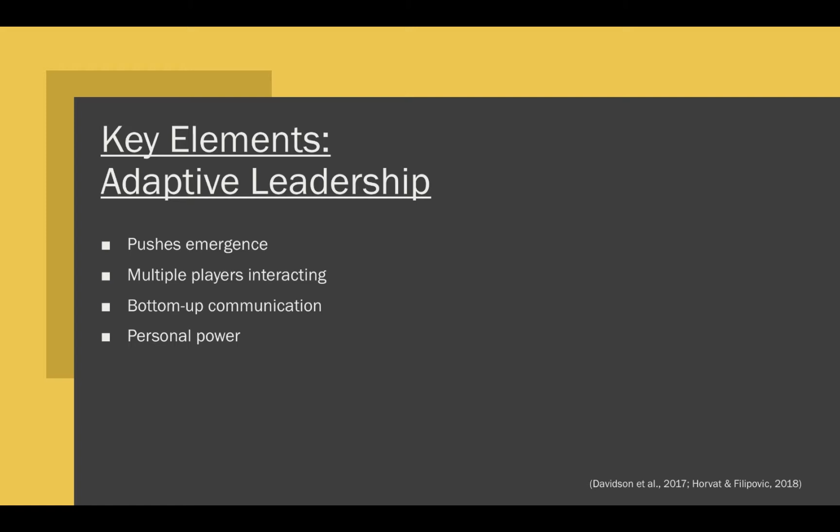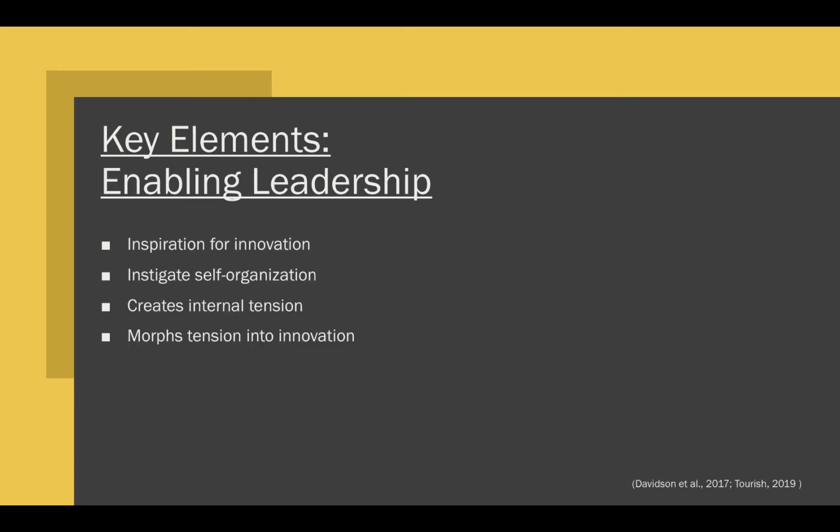Adaptive leadership pushes emergence to create change. Adaptive leadership is the combined actions of multiple players interacting. These collective interactions are completed by involving the people using bottom-up communication and endowing personal power. Enabling leadership is the inspiration for innovation. Enabling leadership brings together the many sundry players to instigate self-organization and the actions of the adaptive leadership so emergence can ensue. In other words, enabling leadership helps to create internal tension and help the staff to morph the tension into innovation.